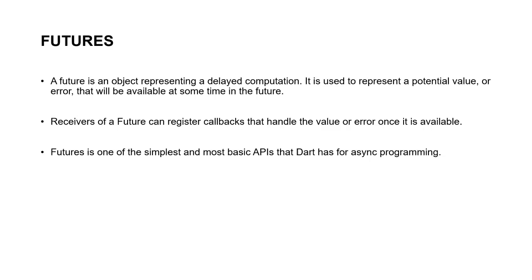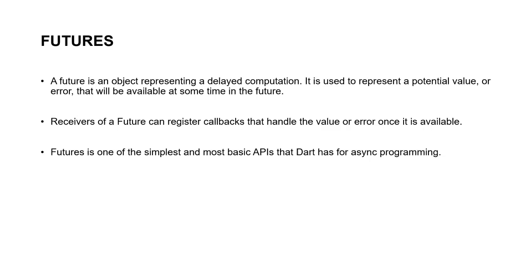So what exactly is a future? And yeah, I know we talk of futures in a daily perspective, talking almost about everything. But when it comes to futures from the perspective of programming, we can say that a future is an object representing a delayed computation. So it's something that will happen in the future. It is used to represent a potential value, or it can also return an error, that will be available at some time in the future. And receivers of a future can register callbacks that handle the value or error once it is available.